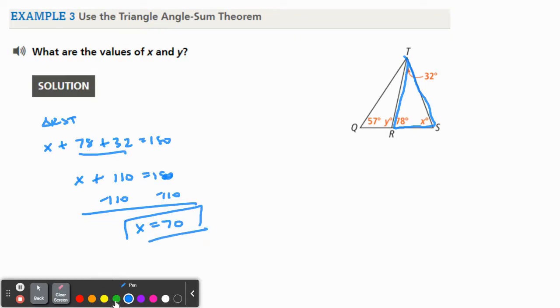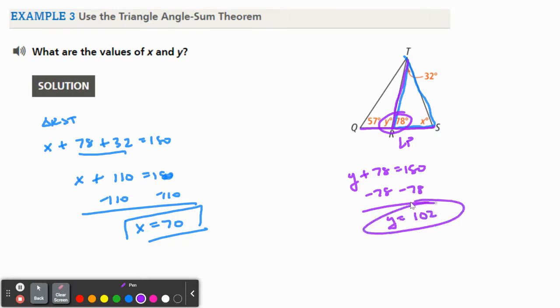And now to find y here, I'm going to draw segment QS and then just segment RT or TR and show you that these two angles form a linear pair. And linear pairs are supplementary. So we add them together and set them equal to 180. Okay, we'll subtract 78 on both sides, and y equals, and that is an angle of 102.